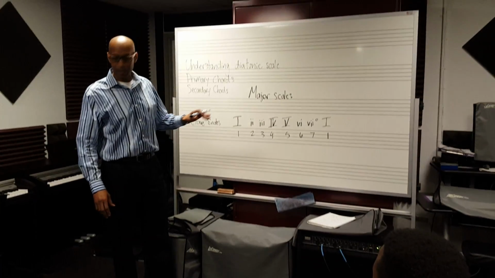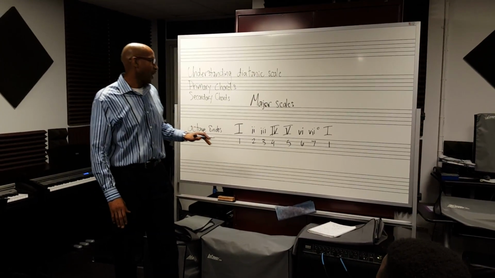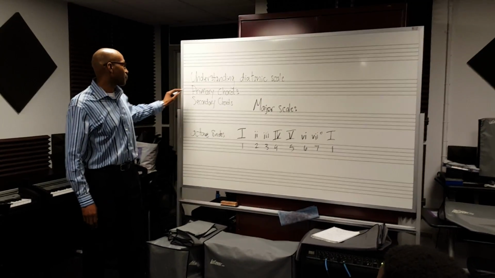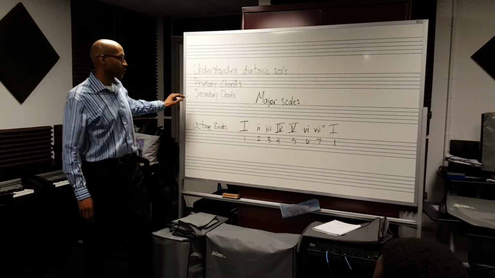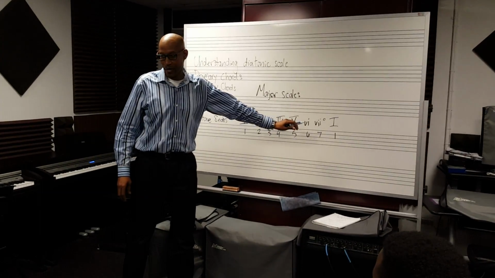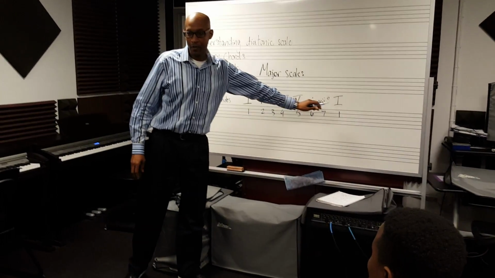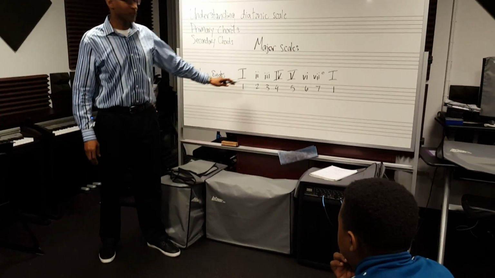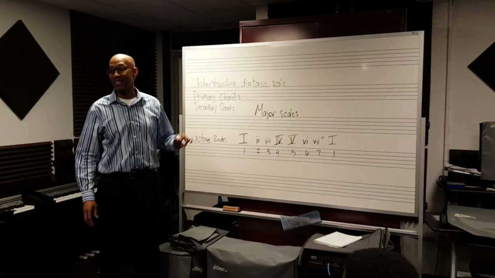I'm going to explain that a little bit later, but first I'm going to explain how we find the primary and secondary chords out of these numbers right here. This is going to be the scale. This is going to be the diatonic scale. The reason why we use numbers is because we have lots of different scales.